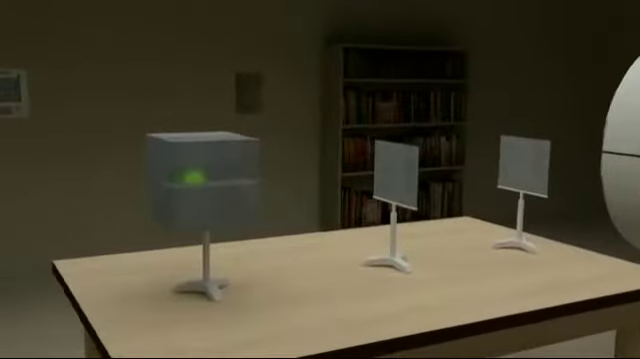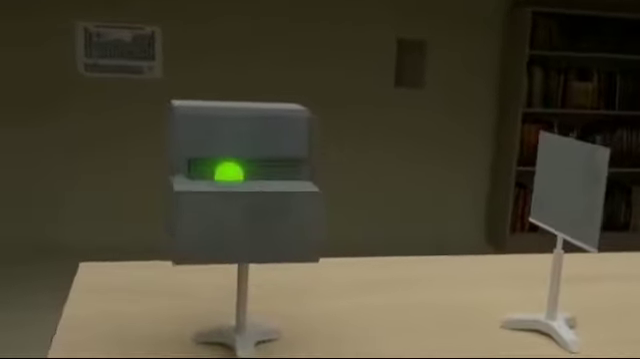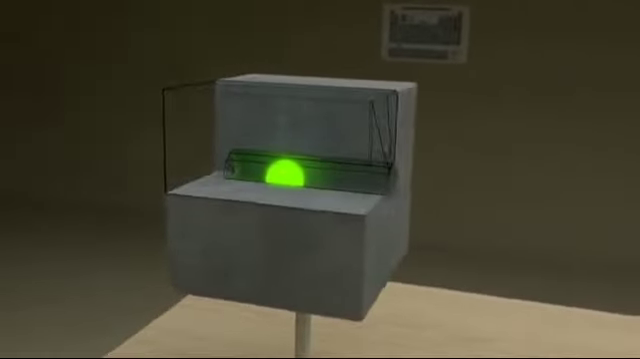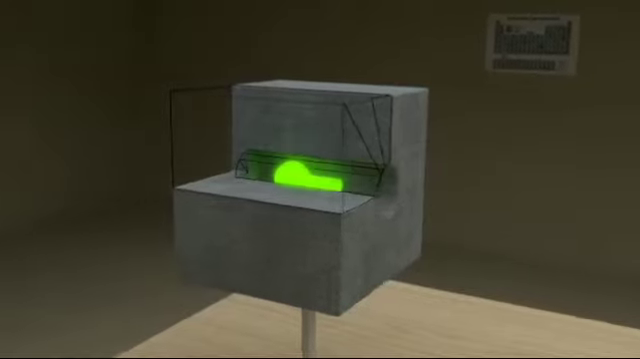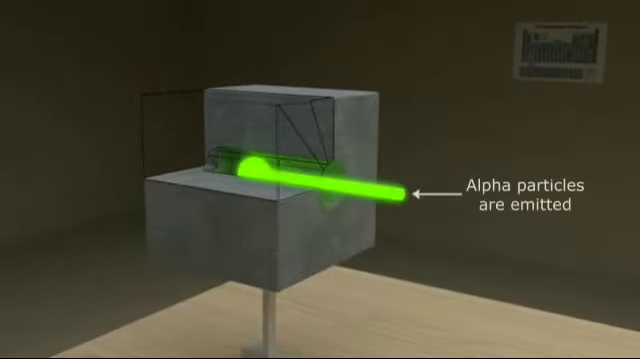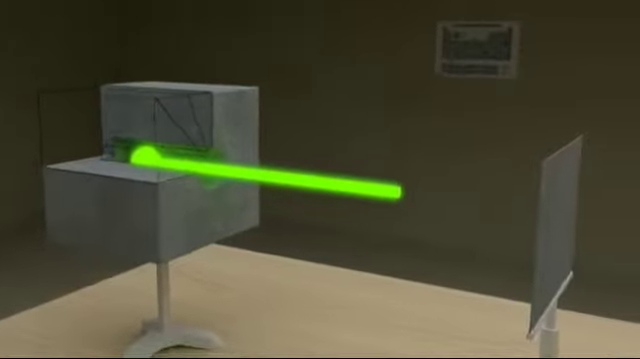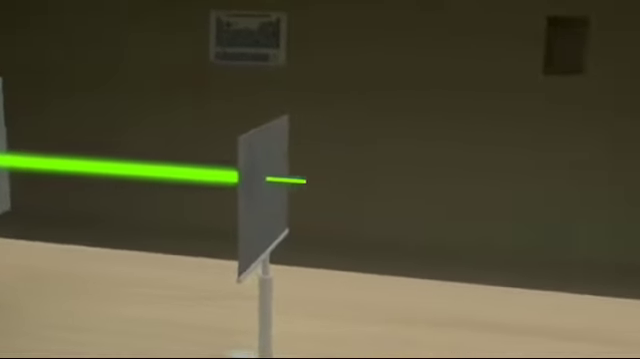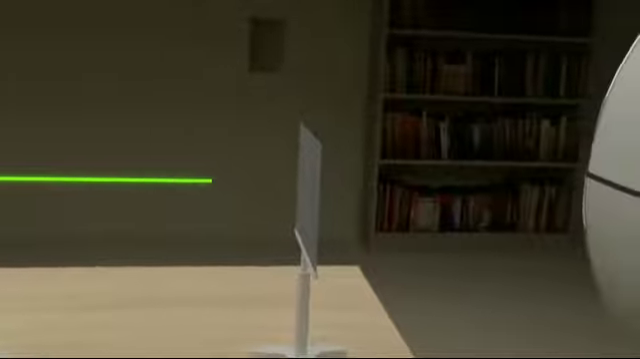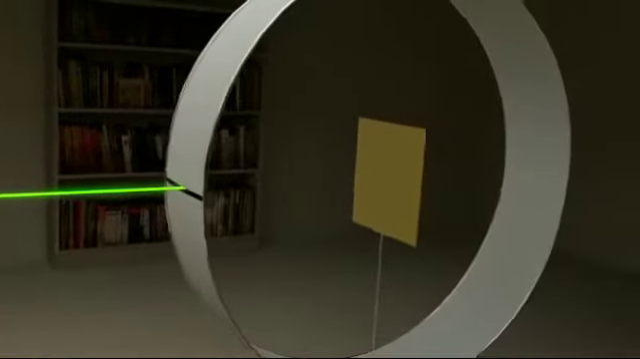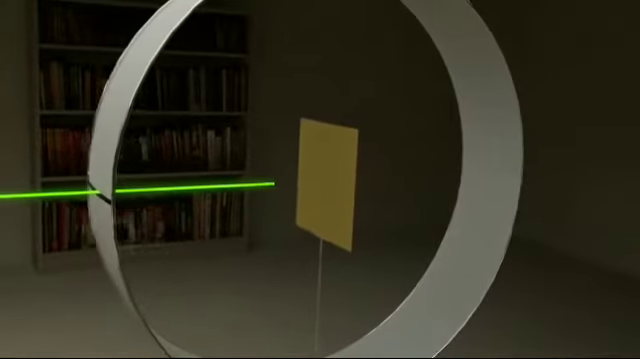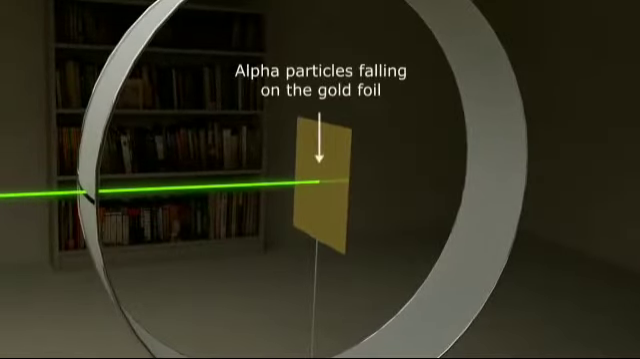In this experiment, a source of alpha particles is kept inside a thick lead box with a fine hole. The alpha particles coming through the fine hole of the lead box pass through another fine hole made on the lead screen. These particles are now allowed to fall on the thin gold foil, and it's observed that the alpha particles passing through the gold foil are scattered through different angles.